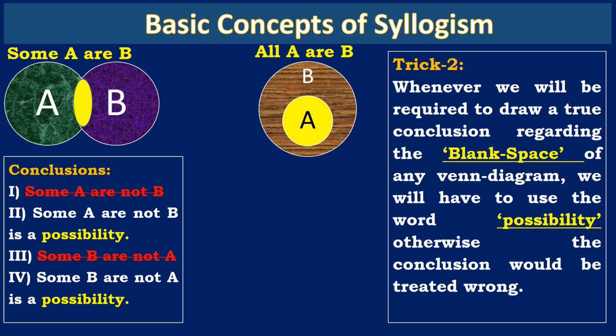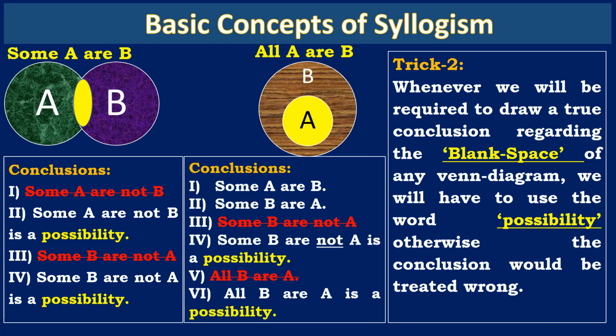Example 2. Statement. All A are B. Conclusions. Some A are B. Some B are A. Both the statements make sense. Some B are not A. All B are A. These conclusions are not valid. However, if the conclusions have the term possibility, then the conclusions are logically correct. Some B are not A is a possibility. All B are A is a possibility. Now, all the conclusions follow the statements.